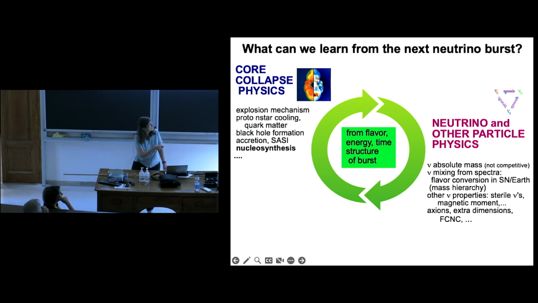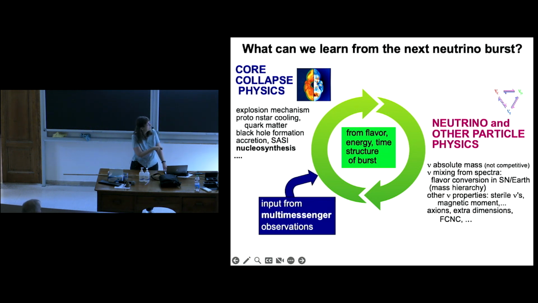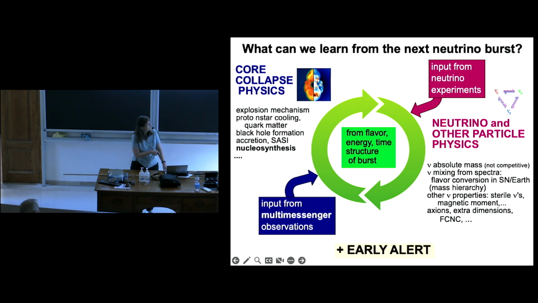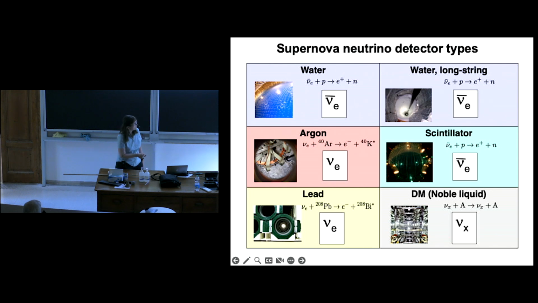And so this is a kind of virtuous circle in the sense that the more you understand about the astrophysics, the better you can learn about the neutrino physics. And the more we have laboratory measurements of neutrino physics, the better we can extract astrophysics. So here, input from multi-messenger comes this way, and from neutrino experiments that way. And there's also an early alert, which I'm not going to say too much about, but the neutrinos are prompt, tens of seconds with respect to the photons, and that allows neutrino astronomers to provide the astronomical community with an alert. So these are supernova neutrino detectors in various different categories here.